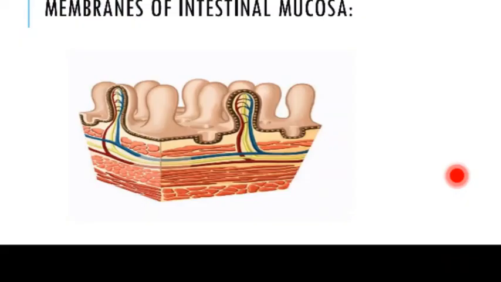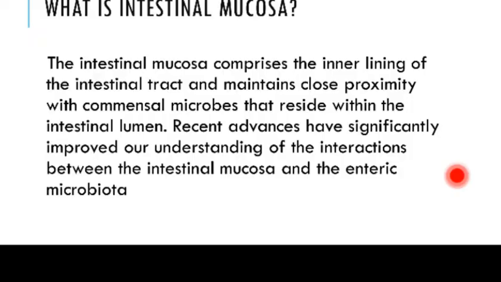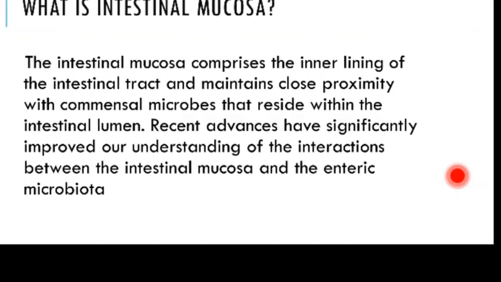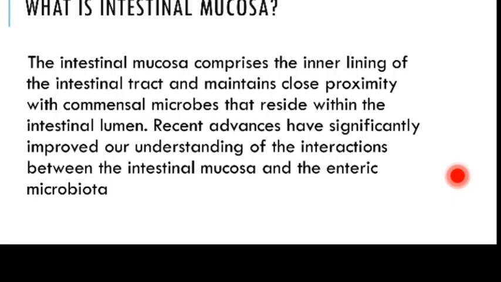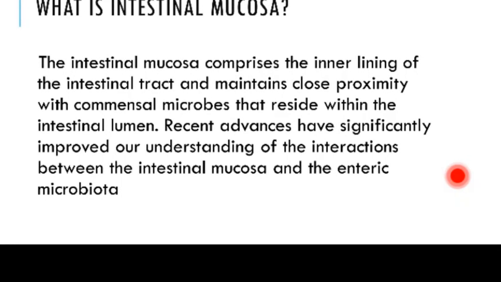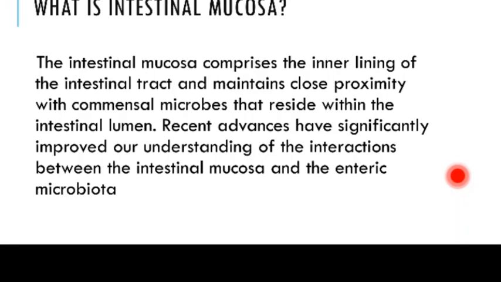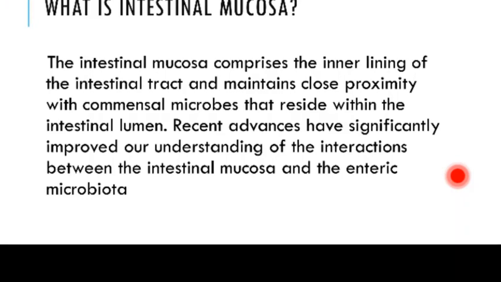So next we discuss the membrane of the intestinal mucosa. Where is the intestinal mucosa present? The intestinal mucosa is present in the small intestine. And what is the intestinal mucosa? The mucosa comprises the inner lining of the intestinal tract and maintains close proximity with commensal microbiota within the intestinal lumen. Recent advances have significantly improved our understanding of the interaction between the intestinal mucosa and the enteric microbiota.